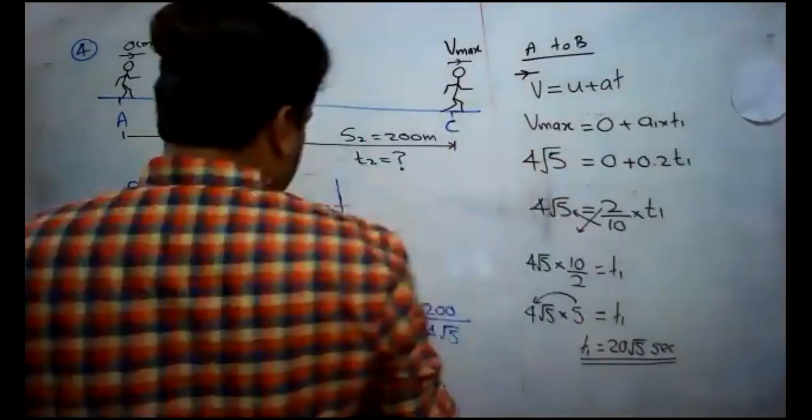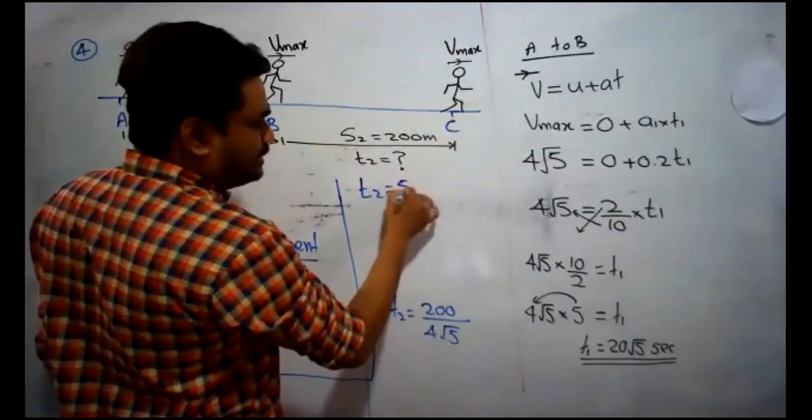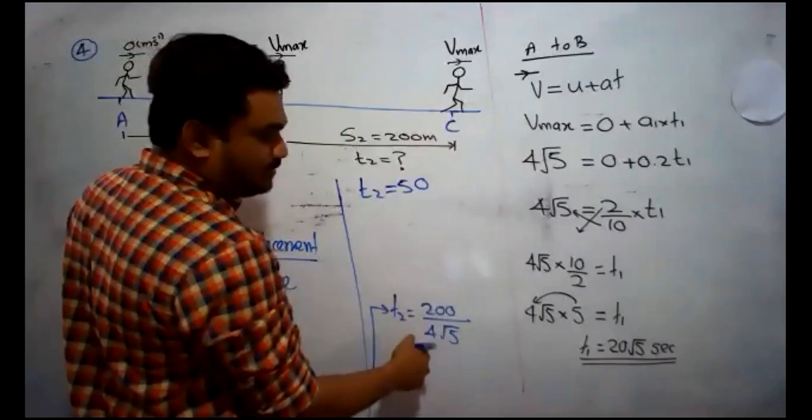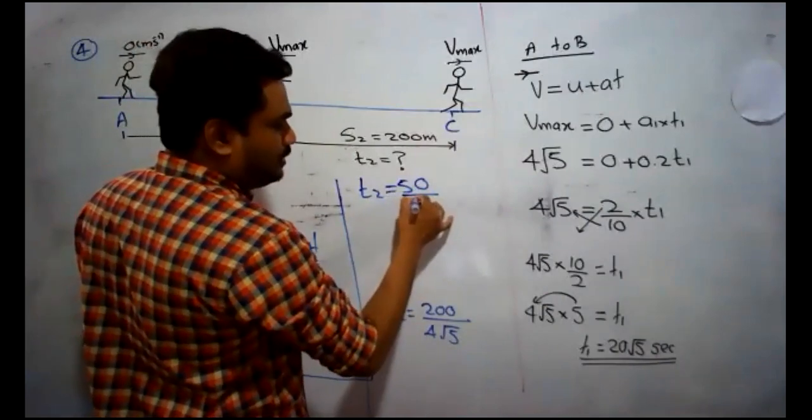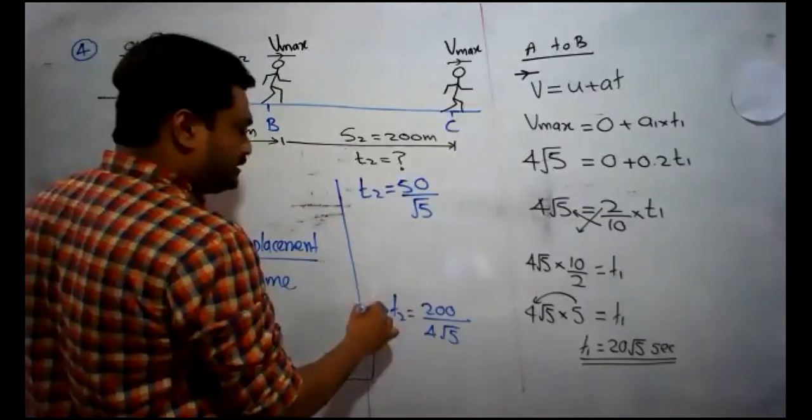There are many methods to simplify. T2 equals 200 divided by 4 is 50, so 50 divided by root 5. But this can be further simplified. Can somebody tell me how to simplify this further, dear?